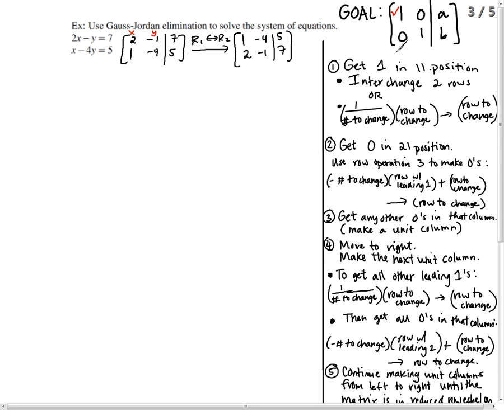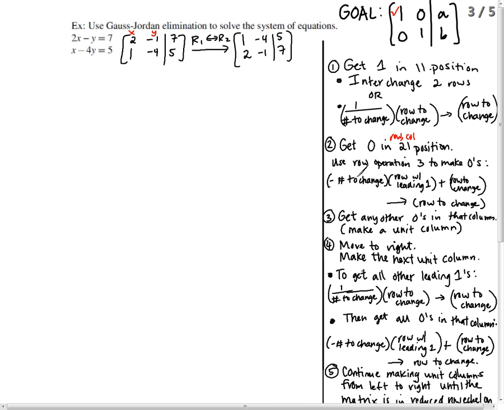Now I want to try to make a unit column. I always want to make a unit column at a time. So I want to get the 0 in the 2, 1 position. 2, 1, remember it goes rows by columns. So this is row 2, column 1. Okay? So I want to change this 2 right here to a 0.